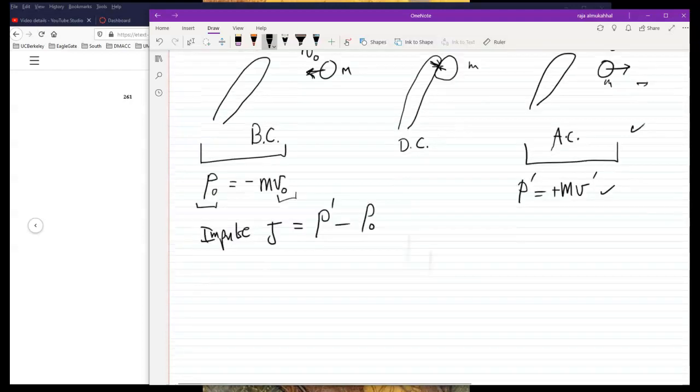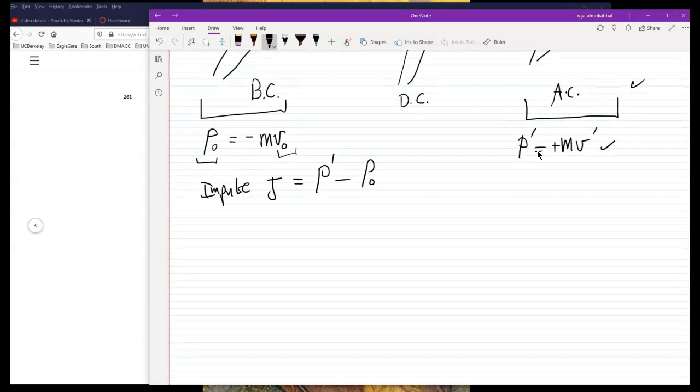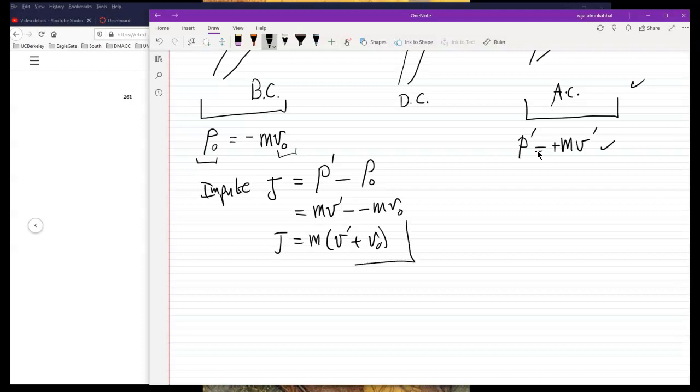Watch what will happen here. Let me plug it in. So I have here mv prime minus (minus mv naught), so I have mv prime plus v naught. You see that? So that is the impulse. Even though it says the difference, in reality you're adding them up because these are vectors. You got that? Okay. So that's one way to define impulse. So I can calculate the impulse with that.